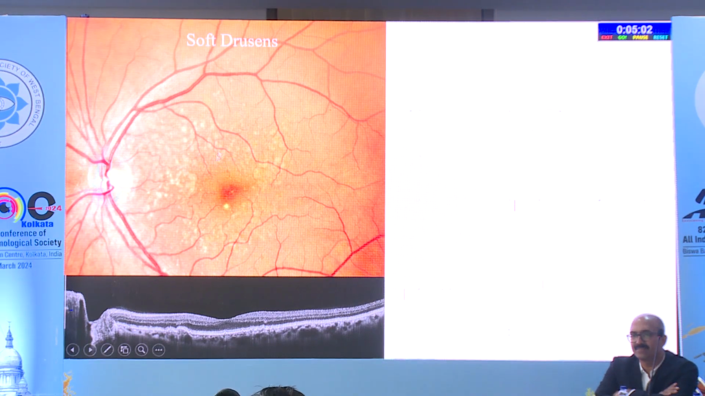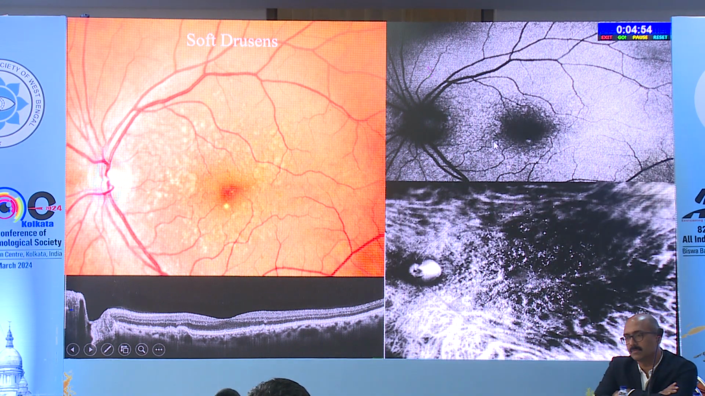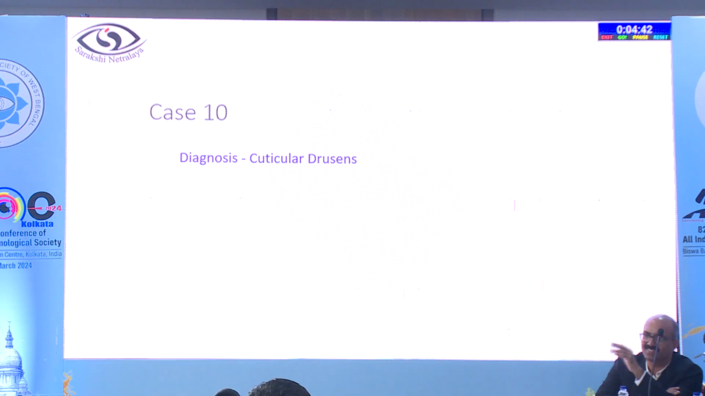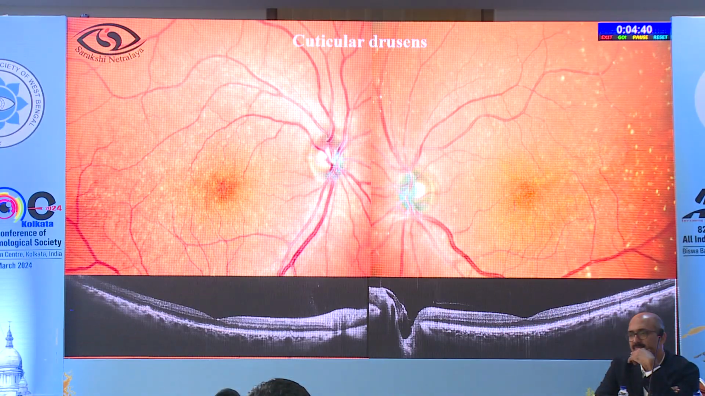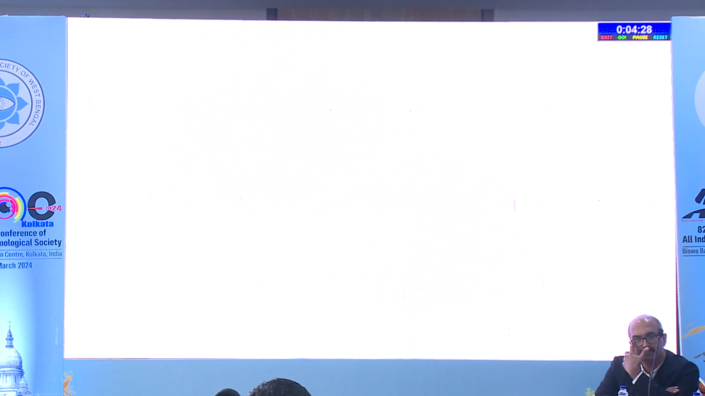Now a case of soft drusen. On the color photo, yes, you can see these are the soft drusen. On the FAF, it is not much contributory, while on the retro mode you could see the drusen are not only here, which are swollen vesicles, but even in the periphery, beyond the peripapillary area, you can see the blisters. A case of cuticular drusen. Similarly, FAF is not contributory, but on the retro mode the whole of the fundus is full of vesicles.